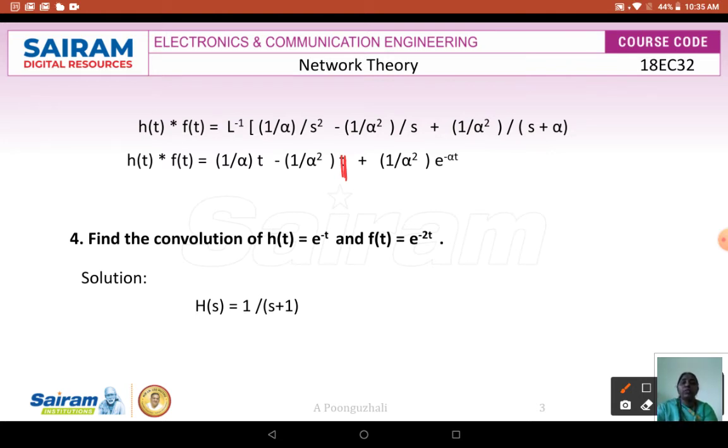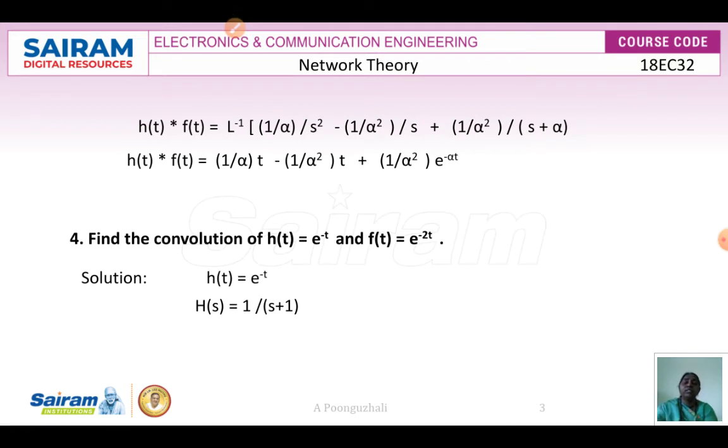Next, we are going to find out the convolution of h of t and f of t, where h of t is e power minus t and f of t is going to be e power minus 2t. So the solution: h of t is going to be e power minus t, so your Laplace transform of h of t is 1 by s plus 1. Here we have f of t, which is e power minus 2t, so f of s is equal to 1 by s plus 2.